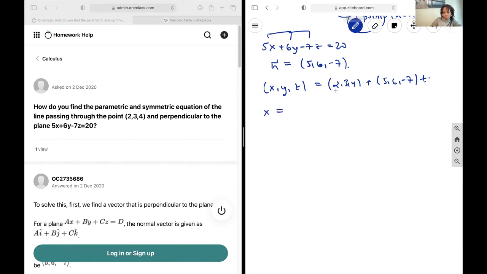So x will be the x component plus this x component multiplied by that constant. So x = 2 + 5t. y is going to be 3 + 6t, and z is going to be 4 - 7t. Okay, and then next up for our symmetric equations, we are going to simply solve for t in all of them.